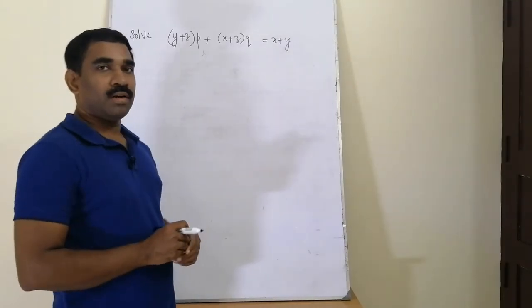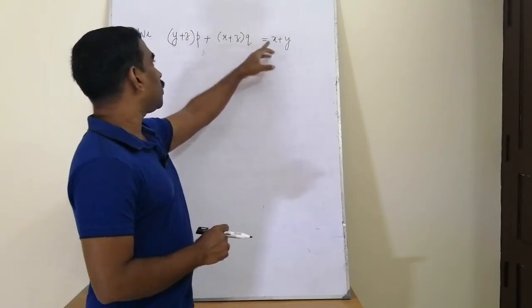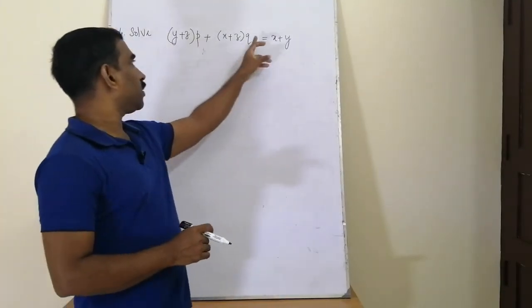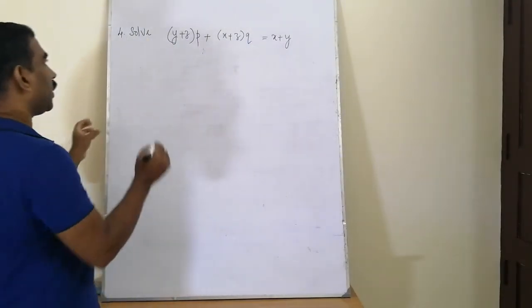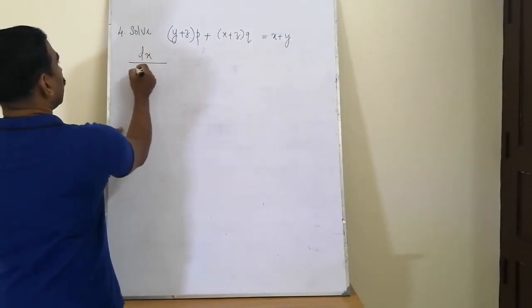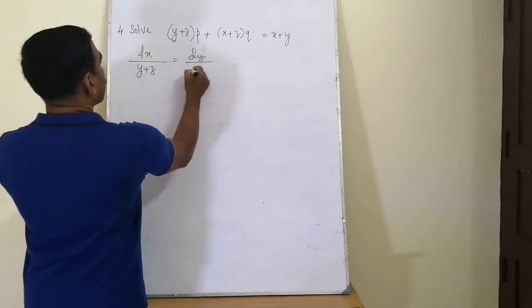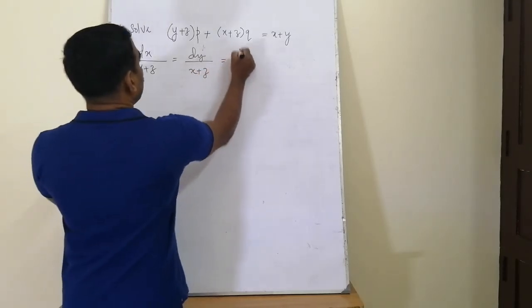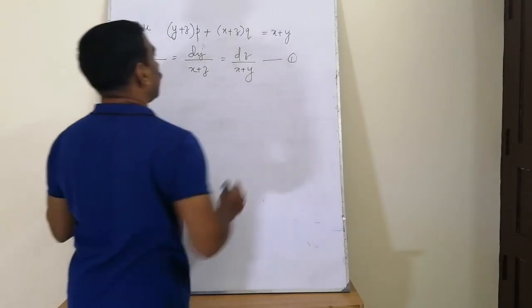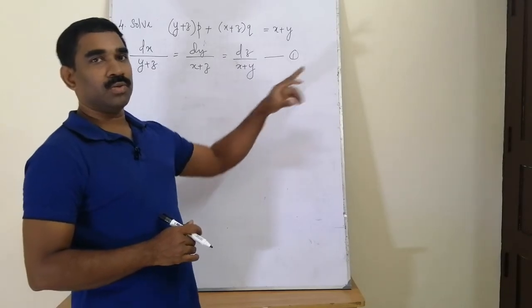Next we consider another different problem. Solve (y plus z)p plus (x plus z)q is equal to x plus y. Clearly this is in direct Lagrange form, Pp plus Qq is equal to R, and if we write the subsidiary equations they are dx by P, that is dx by y plus z, is equal to dy by x plus z, is equal to dz by x plus y. Set number 1.